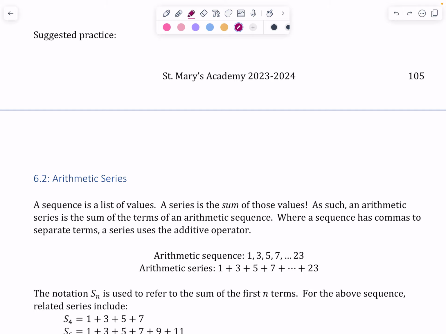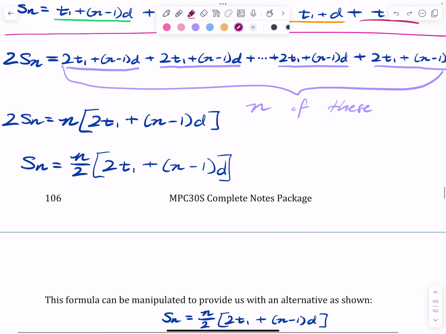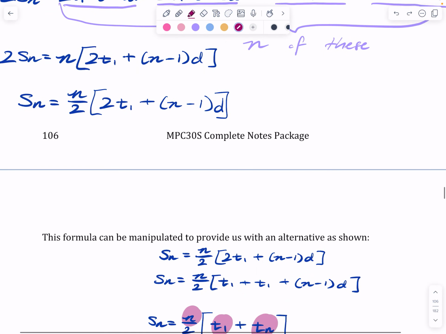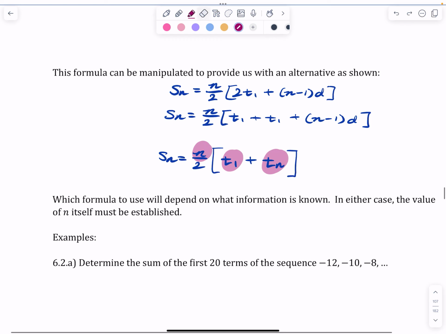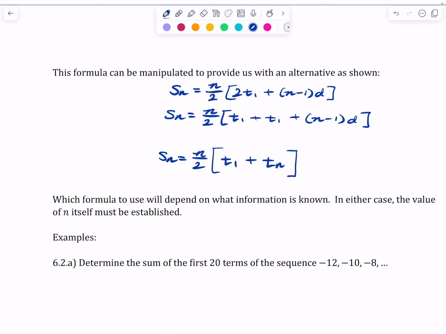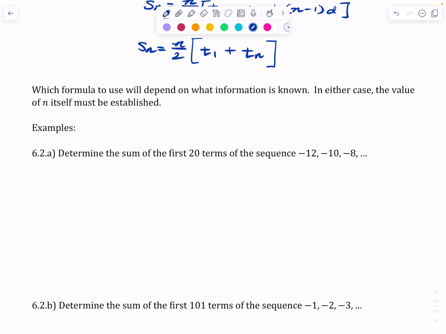But it's kind of a game of trying to figure out what we have, what we're missing, and then what to plug into. You can plug into this formula that we developed on page 106, or you can plug into this formula that we've got here, depending on what we know. So we're going to try some examples. And it's going to be overall pretty wicked. But again, figuring out what we know.